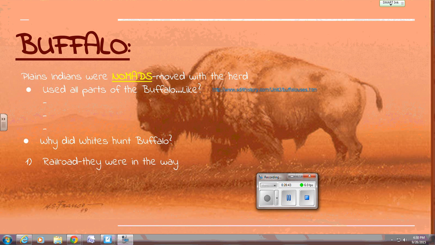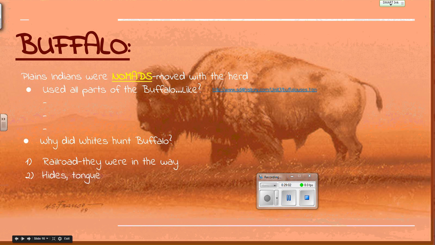Well, that's exactly what was happening with the railroad. They would cross the area where they wanted to build their railroad, and they would get in the way because there were millions of them. And so they would hire hunters to kill as many buffalo as they could just to get them out of the way, which is really sad when you think about it.